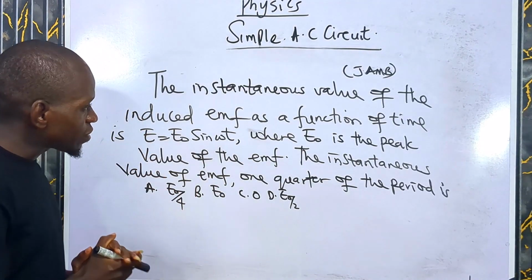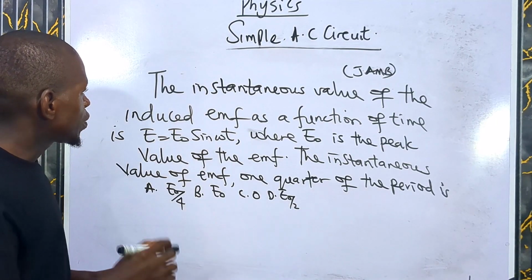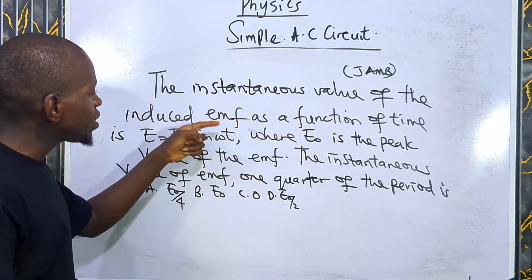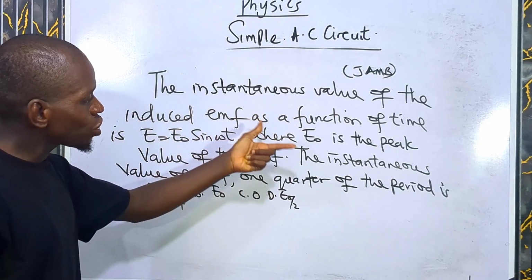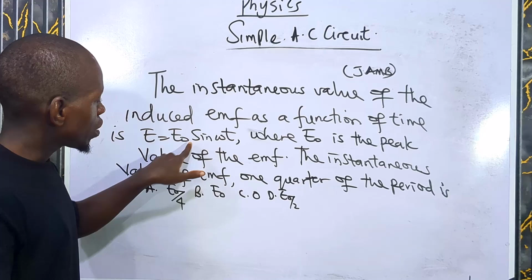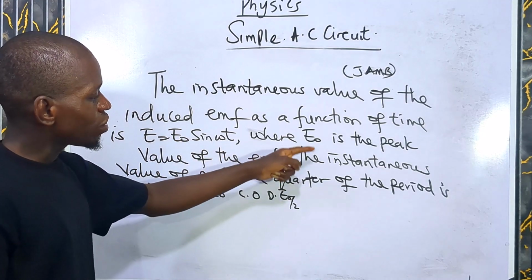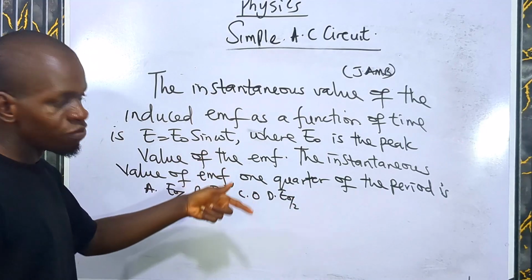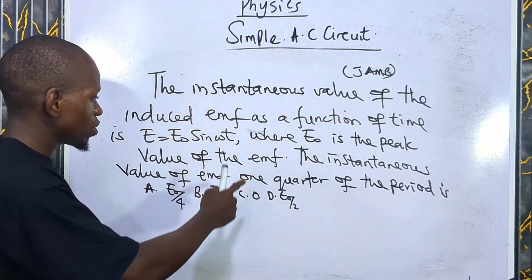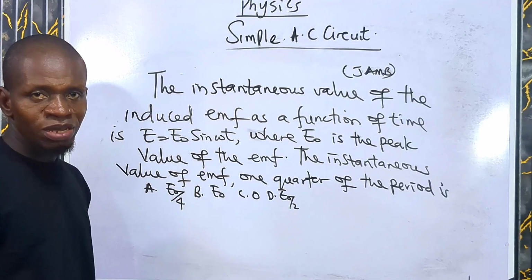Looking at a question like this, from what I explained to you last time, let's look at how this is going to be solved. The question says that the instantaneous value of the induced EMF as a function of time is E equals E naught sine omega t, where E naught is the peak value of the EMF, which we know already. Now the instantaneous value of EMF at 1/4 of the period. You see what I'm talking about?